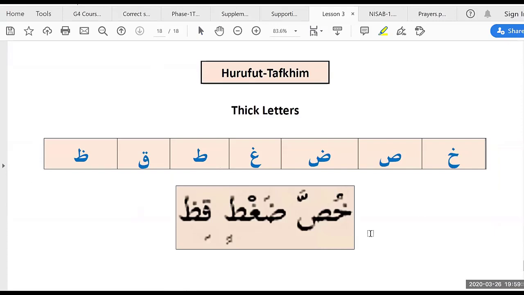My question was, what are mufakham letters, right? So the answer is huruf at-tafkhim. Each huruf at-tafkhim is called a mufakham. Okay. Yeah. So that was the question. What is a mufakham? It's a thick letter. Okay, thick letters. Jazakallah L204.